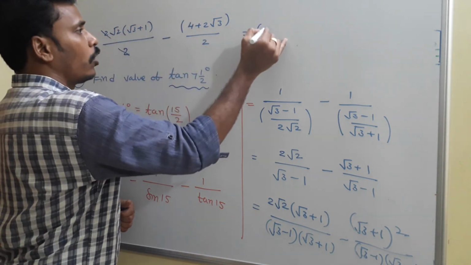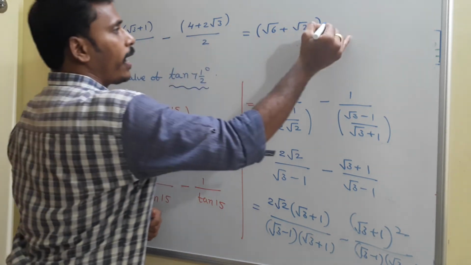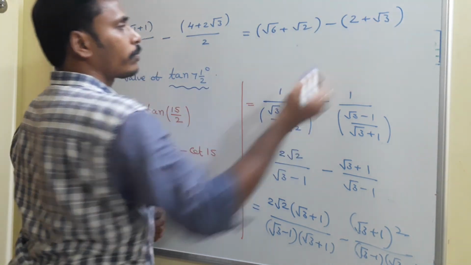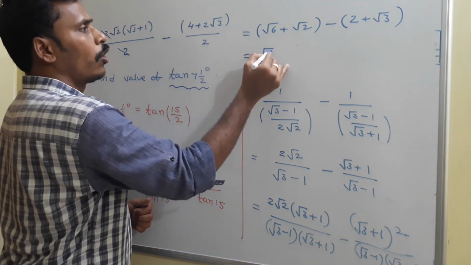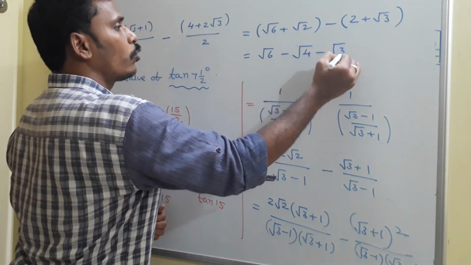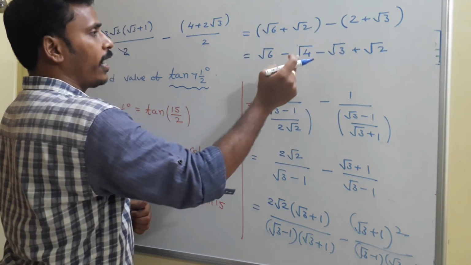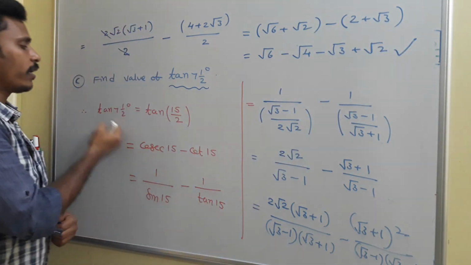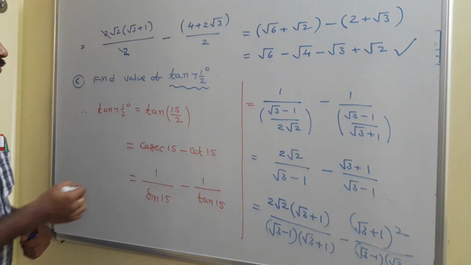Here you are left with what? Root 6 plus root 2. Root 2 into root 3 and then root 2. Minus, if you cancel out 2, you get 2 plus root 3. Is it clear? Now at the end, what we have? At the end this is equals to root 6 minus root 4 minus root 3 plus root 2. In order, I will write root 6, this 2 can be written as root 4, this is root 3 and this is root 2, and this is the value of tan 7.5 degrees at the end.